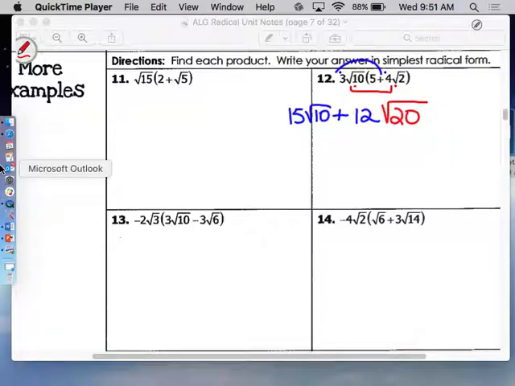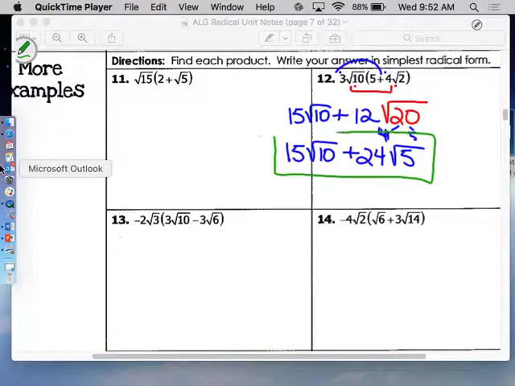And now I need to simplify the expression. 15 radical 10 is already as simplified as it can be. 20 has a perfect square of 4. 20 is 4 times 5. The square root of 4 is 2. So I would multiply that by the 12 that's sitting out there, making this 24. And then I would have radical 5 left over. Since the radicands are not the same, I would stop. That would be my end result product for number 12. Let's do another one.